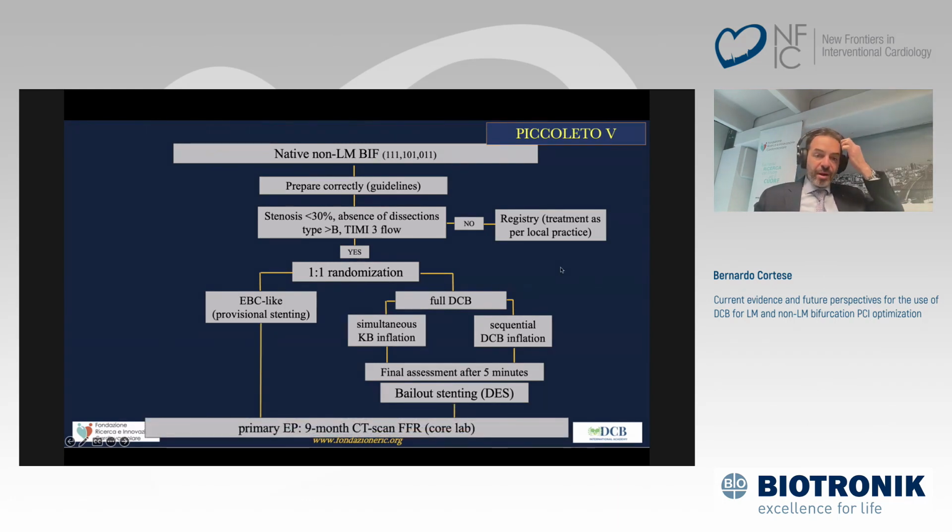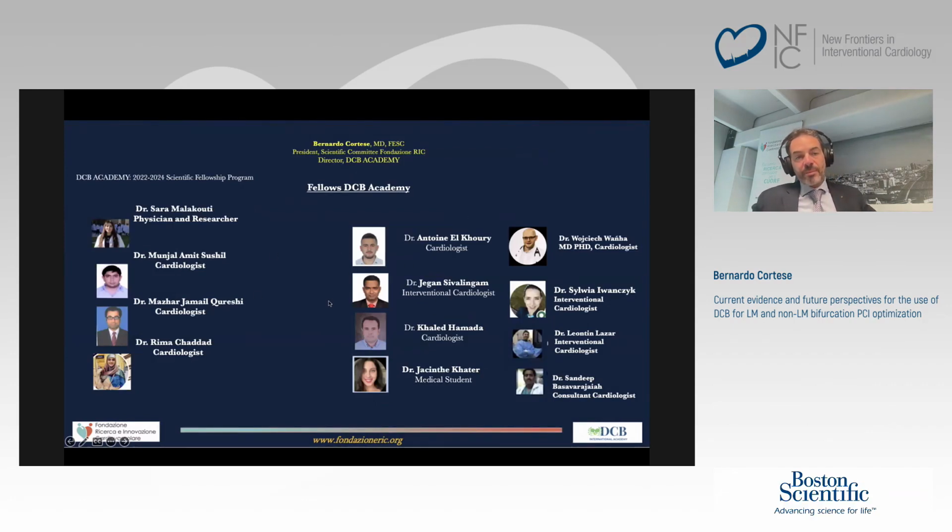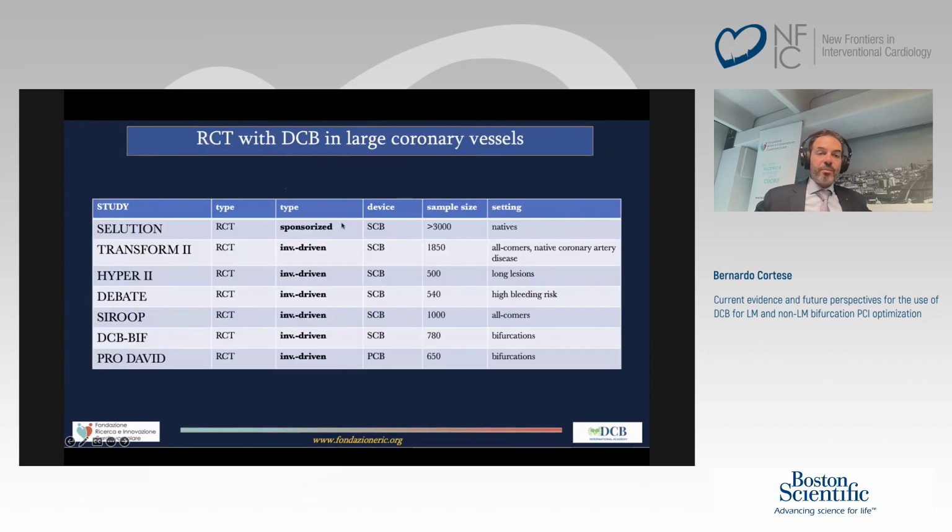And then we will have a primary endpoint, which is a 9-month CT scan FFR, which will be assessed by the core lab. This is my team of fellows of DCB Academy, which is helping us in delivering good clinical data about drug-coated balloons, and not only, but what is very important is that the momentum of drug-coated balloon is associated with a very important number of clinical trials assessing the role of these technologies.